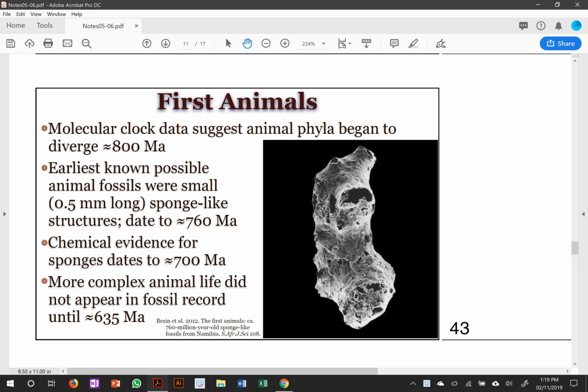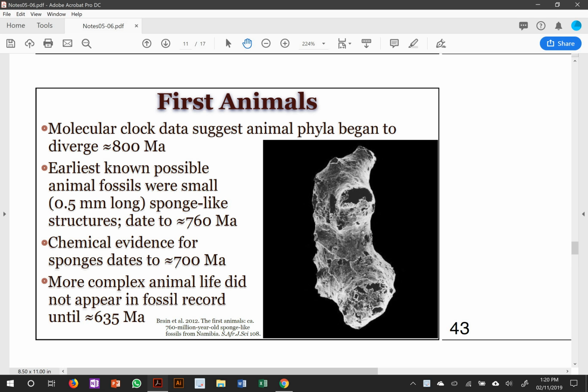One of the earliest fossils that have been suggested might be a sponge is this fossil. It's from Namibia in southern Africa. It's about 760 million years old. This is a scanning electron micrograph. It's about 0.5 millimeter long, so barely visible with the naked eye, a little tiny grain. It looks kind of like it might be spongy, because sponges being kind of irregular and asymmetric, anything can kind of look like them, I suppose. So this has been suggested to be a sponge, but it hasn't convinced everybody.